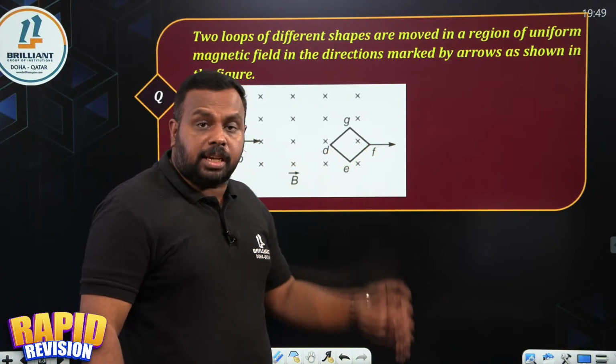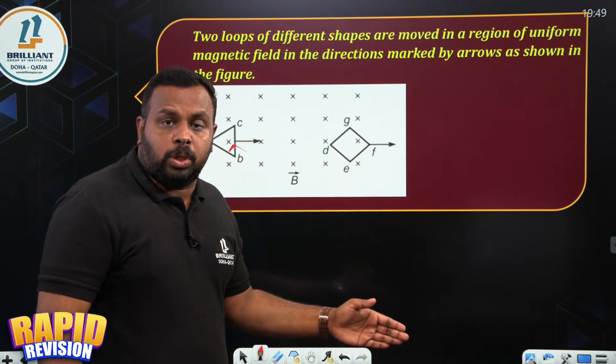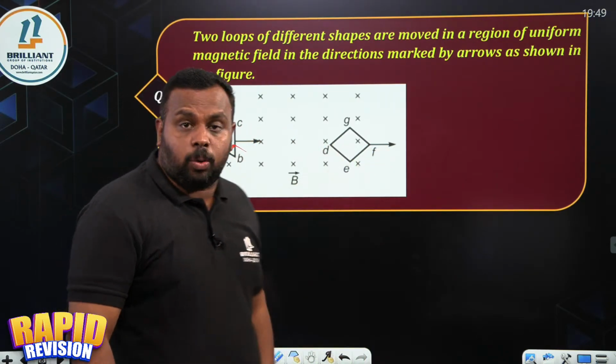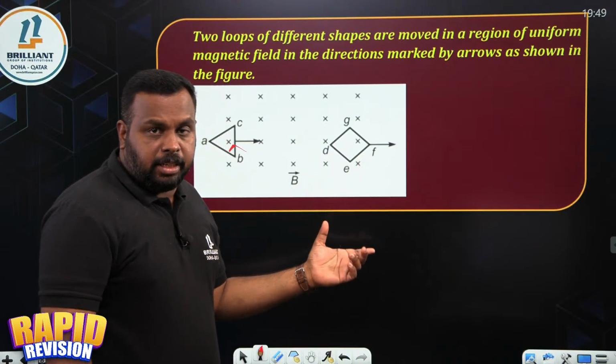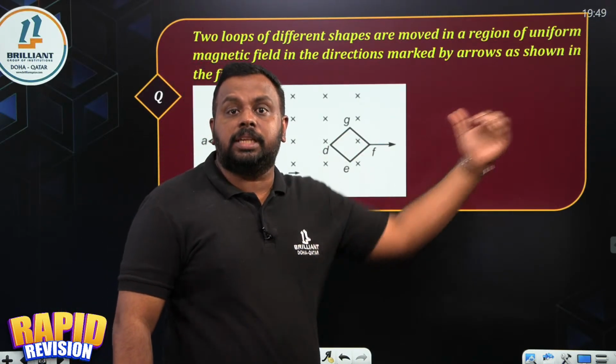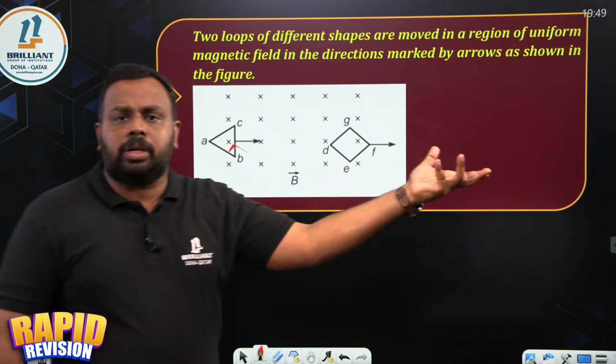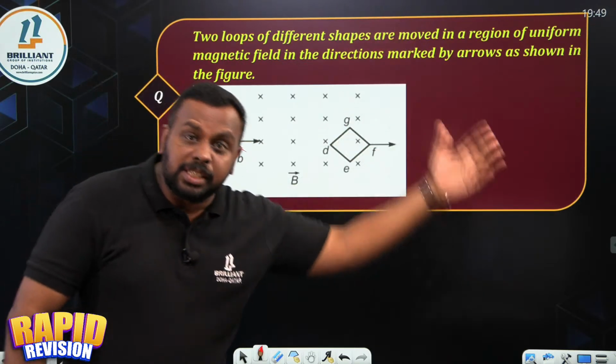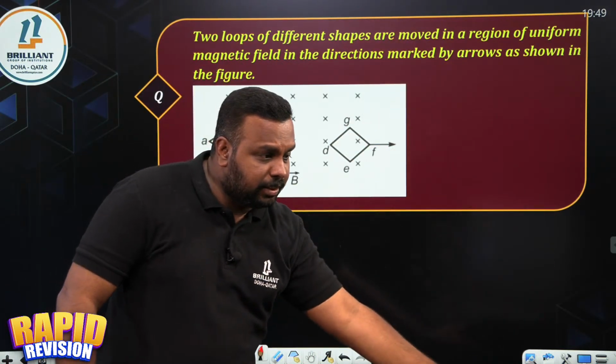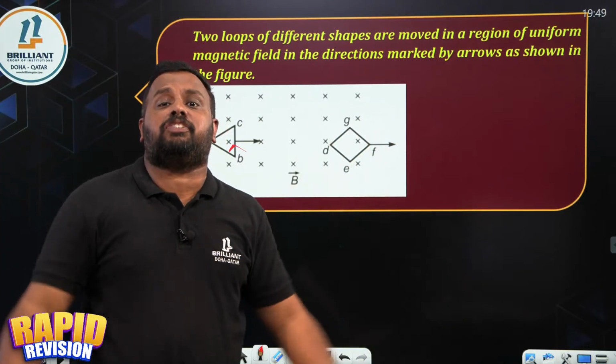Now I think the second one you can easily do. For the second one, what is happening? It is in the magnetic field and it's going out. Think about it, it is going out. When it is going out, what will happen to the flux? The flux is decreasing. So the EMF will try to increase the flux.